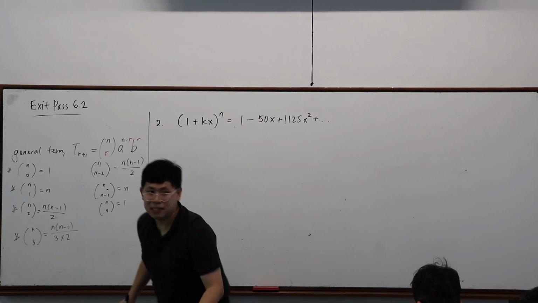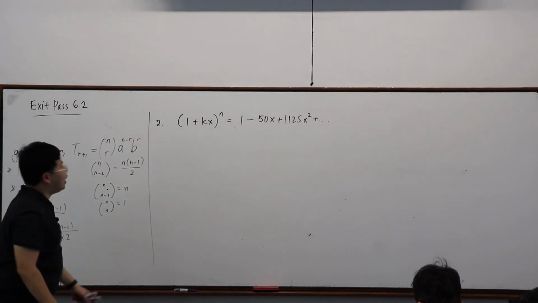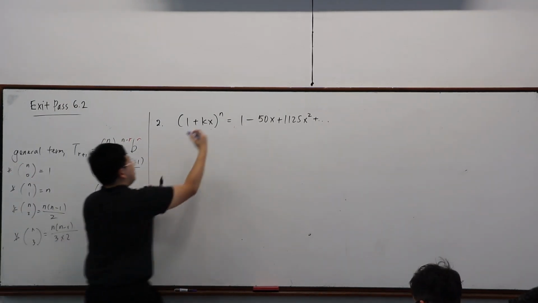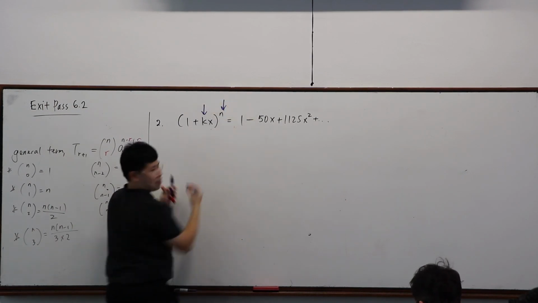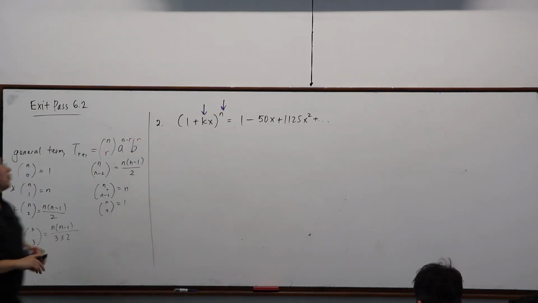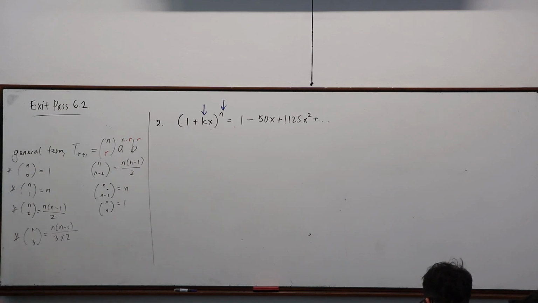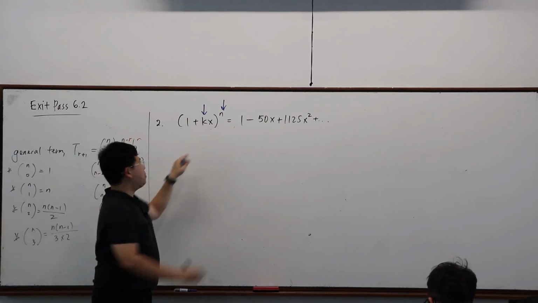So the first 3 terms is this. We need to solve for k, we need to solve for n. So these k and n are our constants. X is our variable. Okay, so let's try to expand this thing.